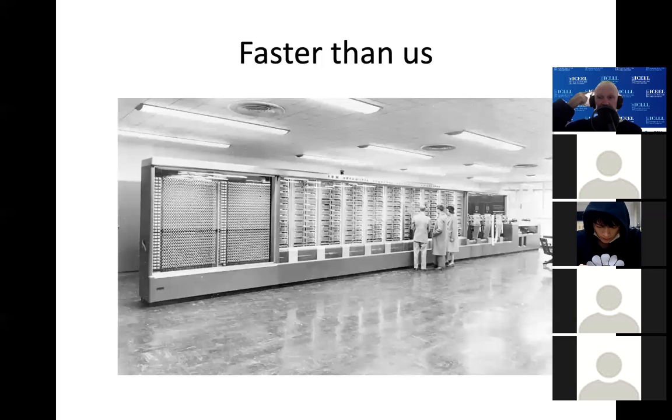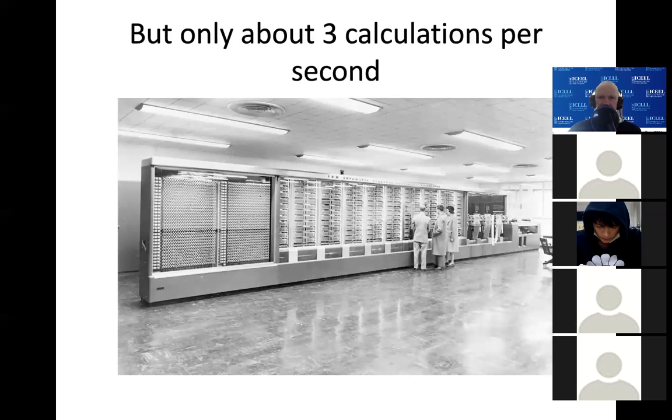Human beings, our ability to do these calculations isn't very good. Some things we're good at, some things we're not. And switching things on and off very, very fast, we're not very good at that. So they're definitely faster than us. But these huge things could only do about three calculations per second, adding and subtracting, which is pathetic, right? Like this huge, massive thing.